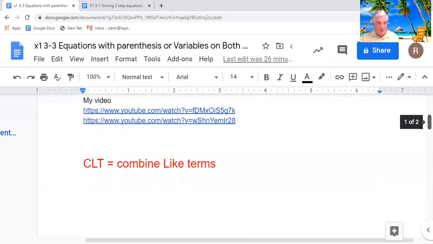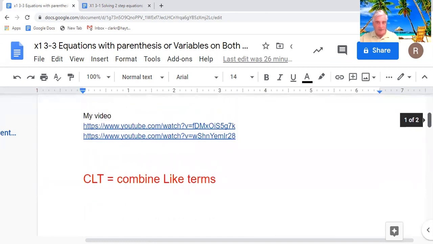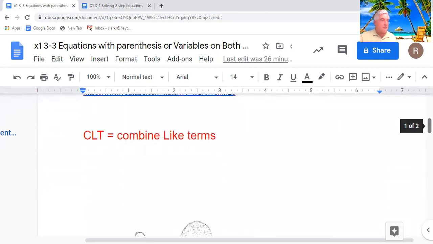And I have my video that I will post shortly here. CLT is combine like terms. In your book, it will be called simplify. Don't know what that means. Sometimes simplify means reduce. Sometimes it means combine like terms. Sometimes it means several other things in math, but combine like terms is the concept. If you've got a 2x over here and a 5x over here, you have 7x. Combine them.